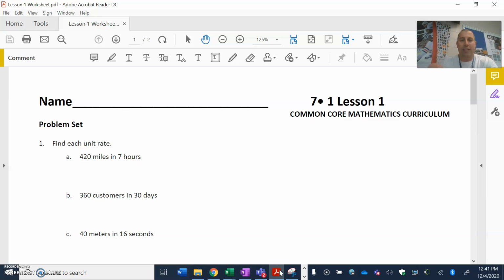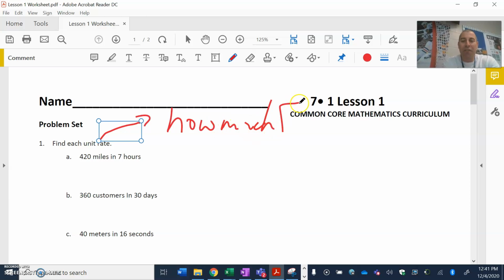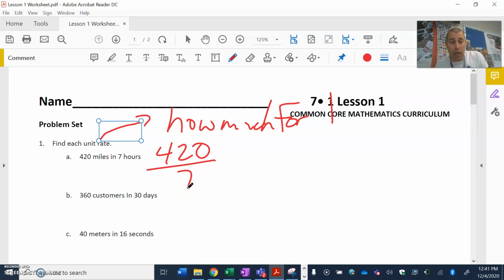We're talking about unit rate here. What we want to keep in mind is this particular unit rate means how much for one. So if we know it's 420 miles in 7 hours, because it's a rate, we can write it out in fraction form. With a rate, we just keep things in order and you can write it out from left to right or as a fraction. Now we want to know how much it is for one, so we're going to want a 1 down here. So what do you do to a 7 to get to a 1?